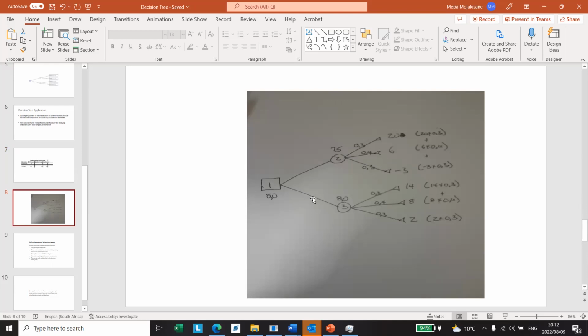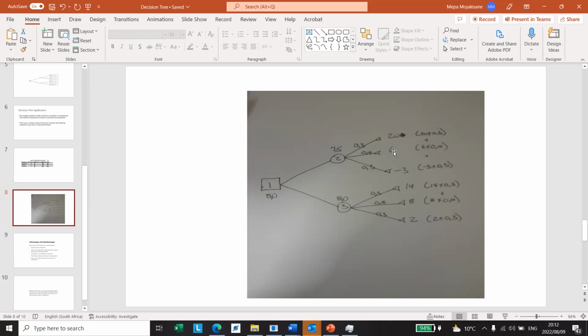Now, if we then go in-house, then the same thing happens. We say there's a likelihood of 0.3 that we will make 40 million on high demand. There's a probability of 0.4 on medium demand to make 8 million. There is probability of 0.3. And then if that happens on low demand, then we are only going to make 2 million.